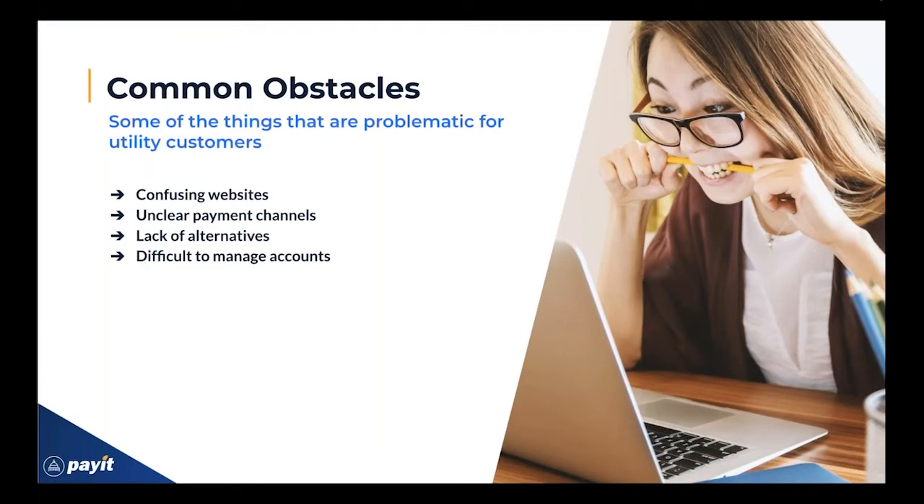Consistently, when we've asked our utilities clients and their customers what some of the most common obstacles or issues are for them, they consistently point to confusing websites. You know, that they're hard to navigate, hard to find what they're looking for, hard to find where to make payments, much like our friends in Grand Rapids. Unclear payment channels. Sometimes this could be as simple as that there's not options there for partial payments, for example. Lack of alternative channels for payment. Are they allowed to do this in different ways? And difficulty in managing accounts.